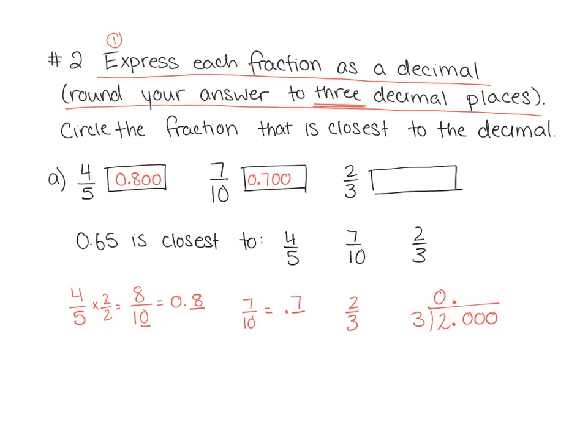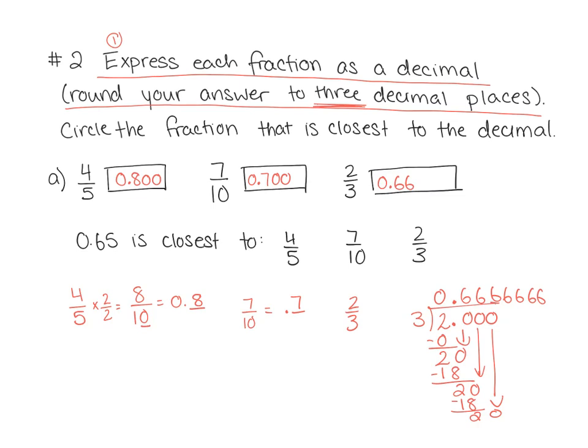3 goes into 2 0 times, which leaves us with 2 left over. Bring down the 0. 3 goes into 20 6 times, which gives us 18. When we subtract, that gives us 2. Bring down the 0. It goes in 6 times. That's 18. Subtract, that gives us 2. Bring down the 0. And we can see it's going to keep being 6s.